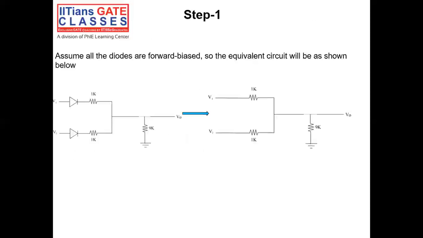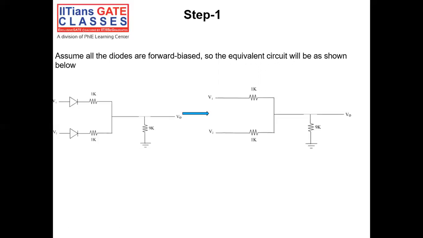So the first step is that we have to assume that all the diodes are forward biased. If we assume that all the diodes are forward biased, then as you can see, each diode is replaced with a single wire. Why? Because V diode is 0 and diode resistance is also 0, so we can replace a diode with a single wire. By the assumption that all the diodes are forward biased, the circuit will become like this. So this is our equivalent diagram in step 1.